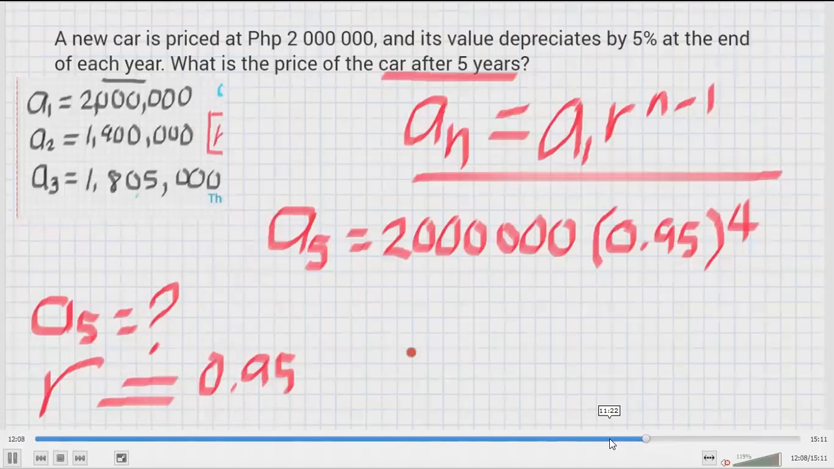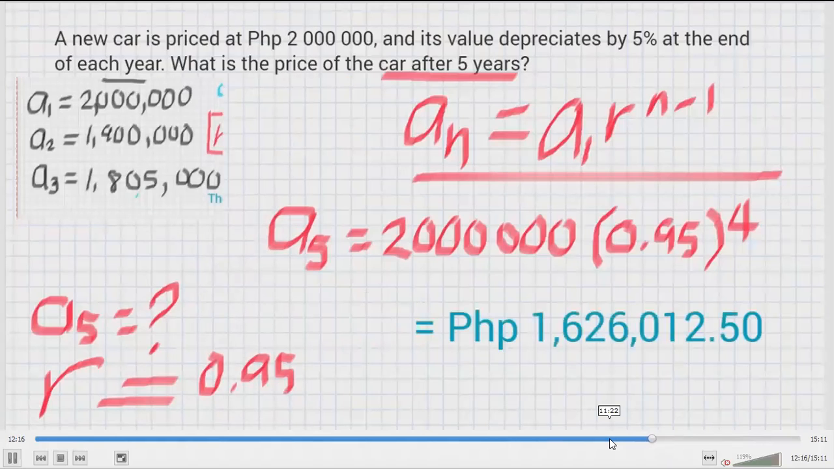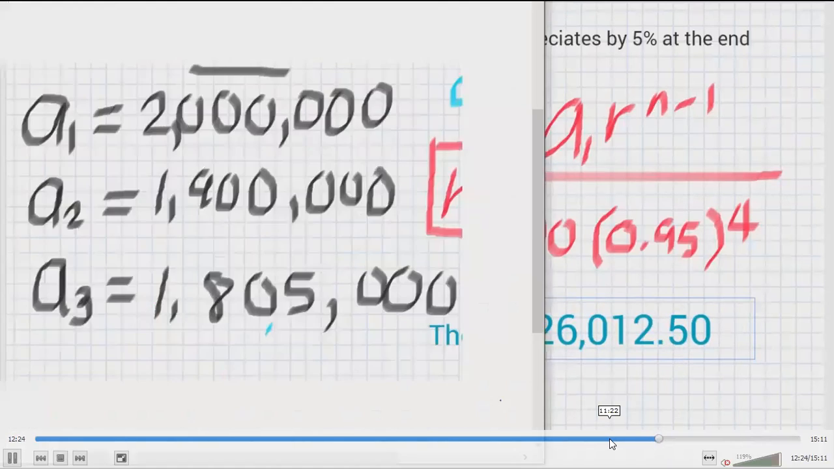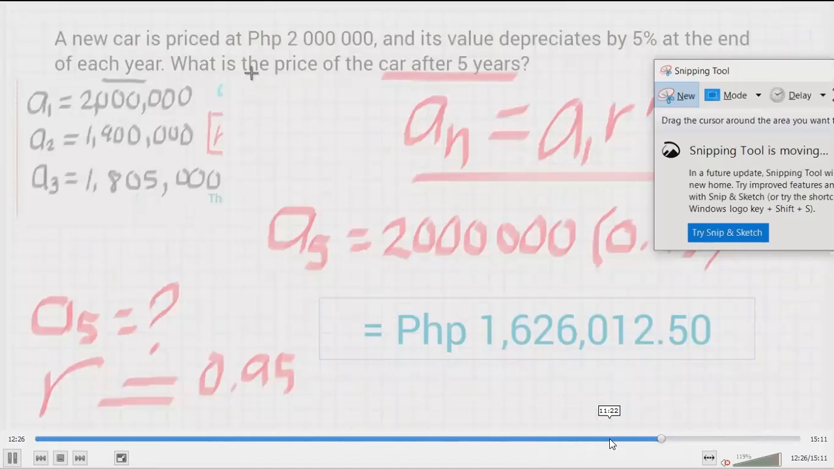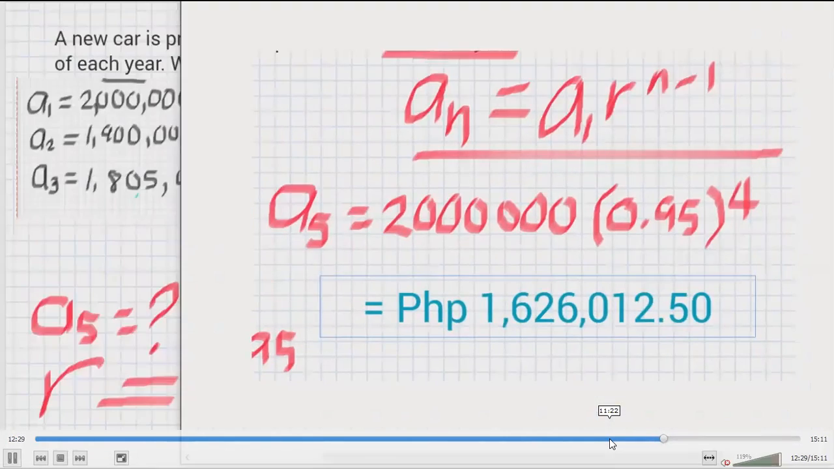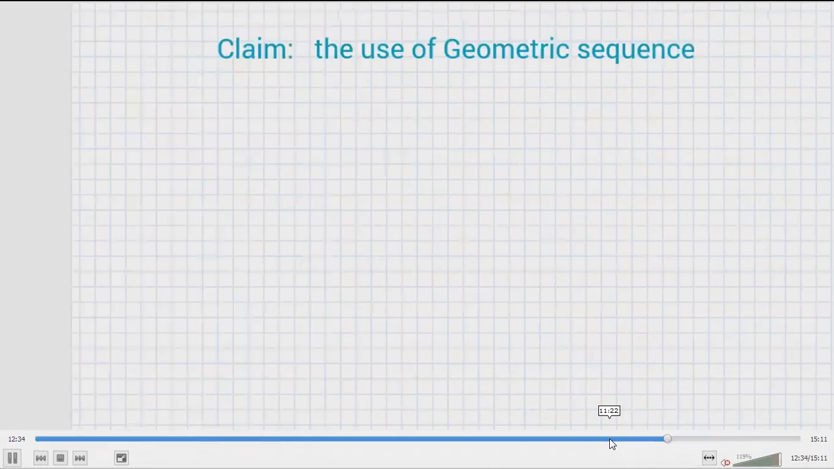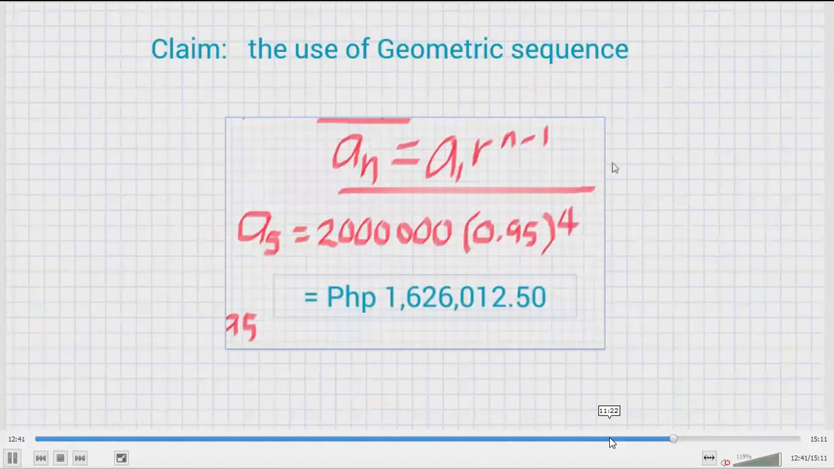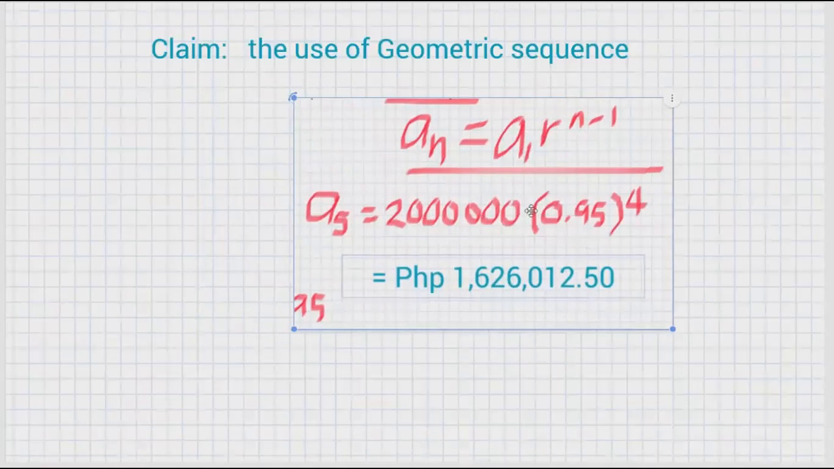Okay, so therefore, after 5 years, the price of the car has become cheaper, because it depreciates by 5%. Is it reasonable? Yes, from 2 million, after 5 years, it becomes cheaper, because every year there is a 5% depreciation, or let's say a 5% discount. So therefore, this would be your evidence. So let's paste it here. That would be your evidence.